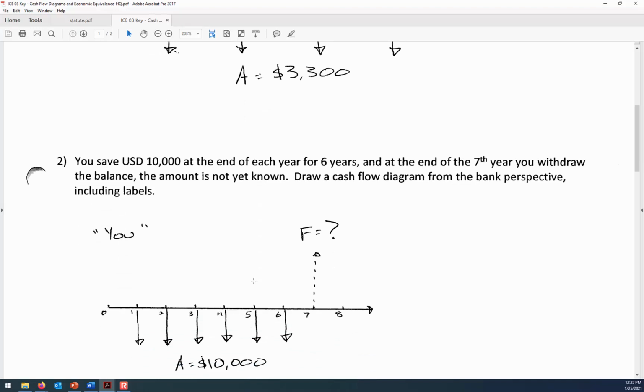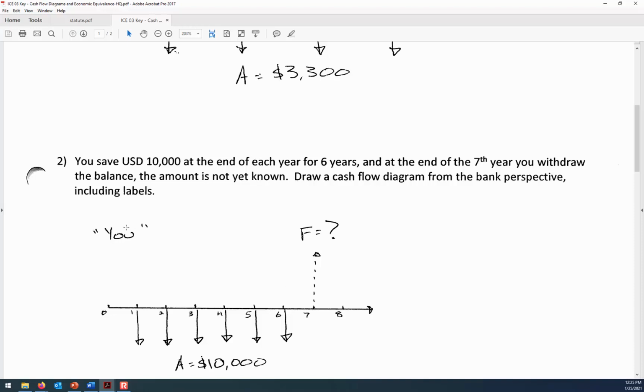You make 6 equal payments of 10,000, and then at the end of the 7th year you withdraw the balance. The amount is not yet known. So F equals unknown, so the withdrawal is when you're getting your money back, so that's an inflow to you.